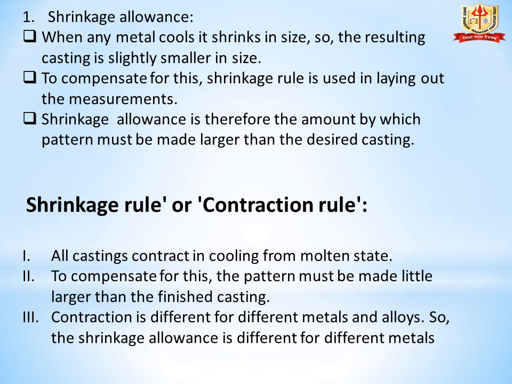First point, all castings contract in cooling from the molten state. Point number 2, to compensate for this, the pattern must be made a little larger than the finished casting. Point number 3, contraction is different for different metals and alloys. So, the shrinkage allowance is different for different metals.